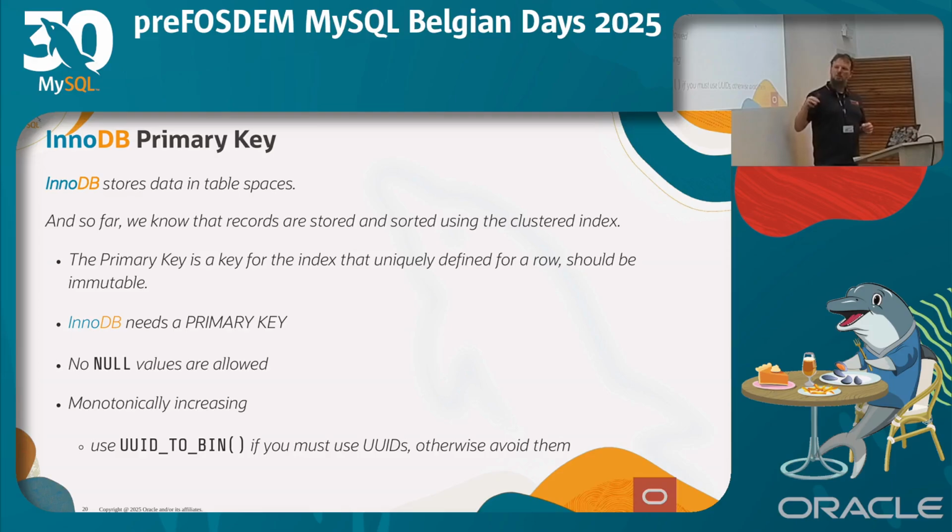It should be monotonically increasing. So if you are using UUIDs, you should use UUID_TO_BIN, and I will show you later at the end of the session, if you're still awake, how to do that. But otherwise, you should completely avoid that as a primary key. So that's what we know about primary keys.